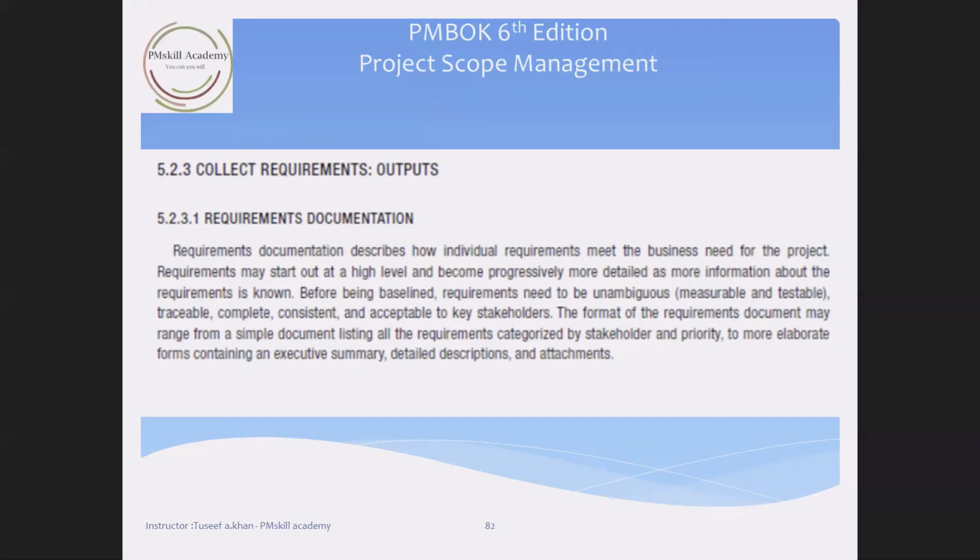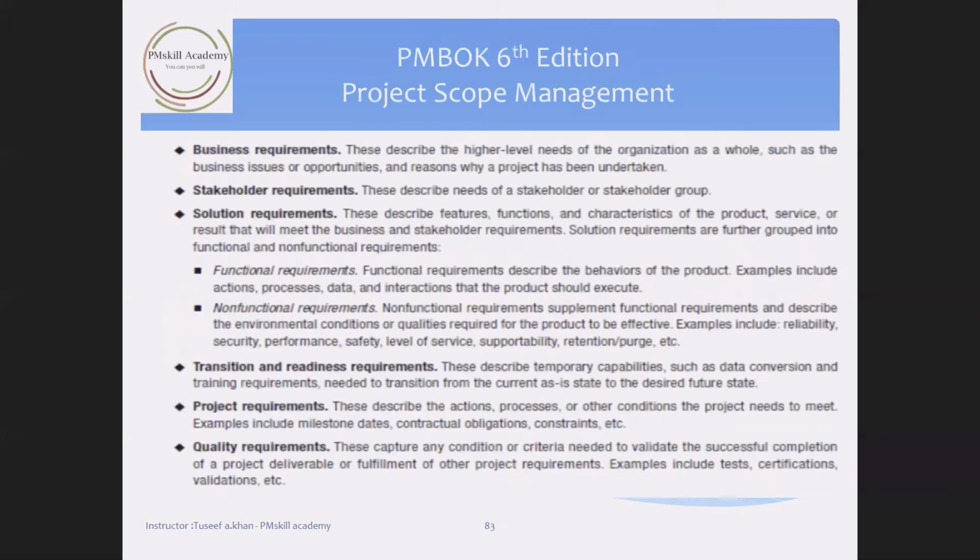And this requirements document will include all business requirements, stakeholder requirements, solution requirements, transition requirements, project requirements, and quality requirements. You can see here business requirements, stakeholder requirements, solution requirements, functional, non-functional, transition, project, and quality requirements will be included in this document as the output of the collect requirements process.